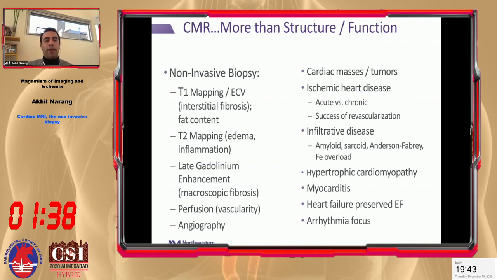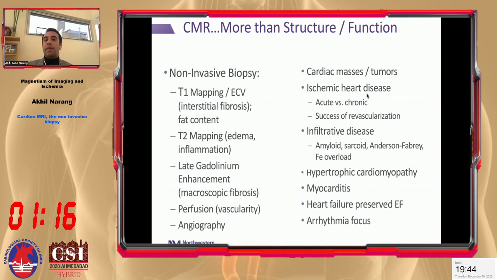But we can utilize things like T1 mapping, ECV, which is a marker of interstitial fibrosis, and fat content to see if there's diffuse inflammation or interstitial fibrosis. We can look at T2 mapping, late gadolinium enhancement that looks at macroscopic fibrosis. We can use perfusion imaging and angiography as well. And this is useful for biopsying non-invasively cardiac masses or tumors.